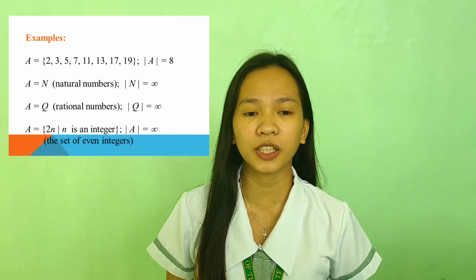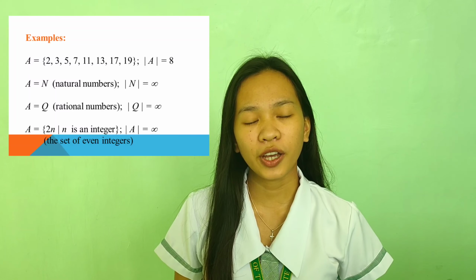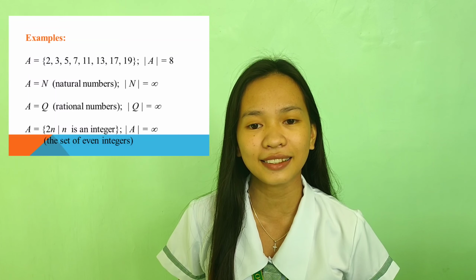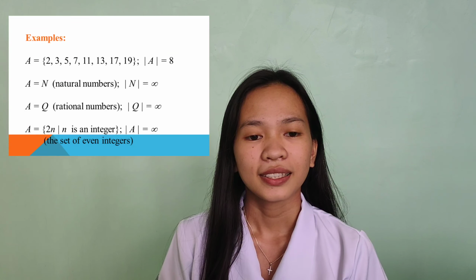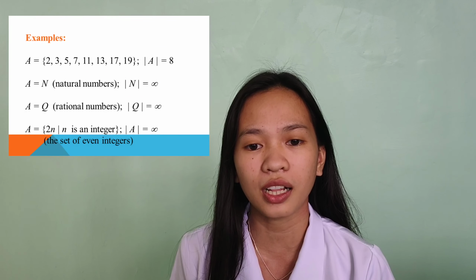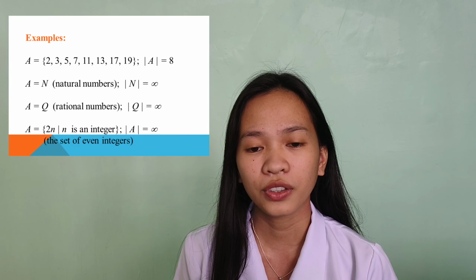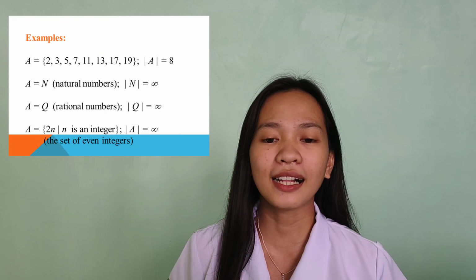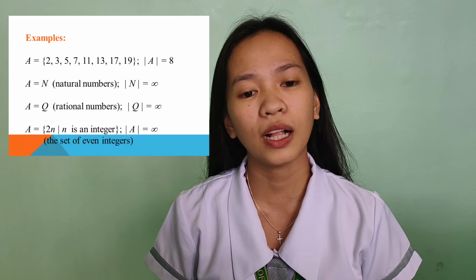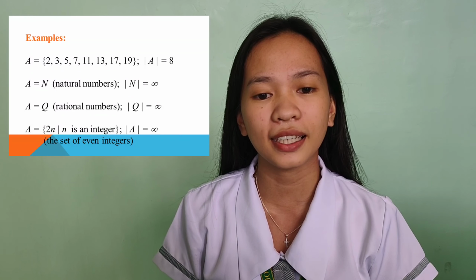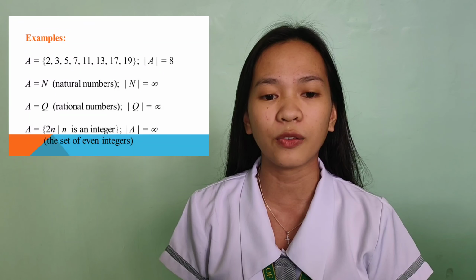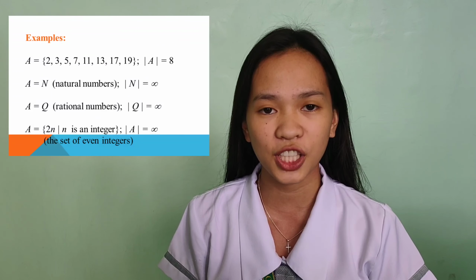So we proceed to example number 2. Set A is equal to N, where N is the natural numbers, then the cardinality of set N is equal to infinity. Example number 3. Set A is equal to Q, where Q is denoted as the rational numbers, then the cardinality of Q is equal to infinity. The last example is A is equal to 2n, where n is an integer. The cardinality of set A is equal to infinite, the set of even integers.